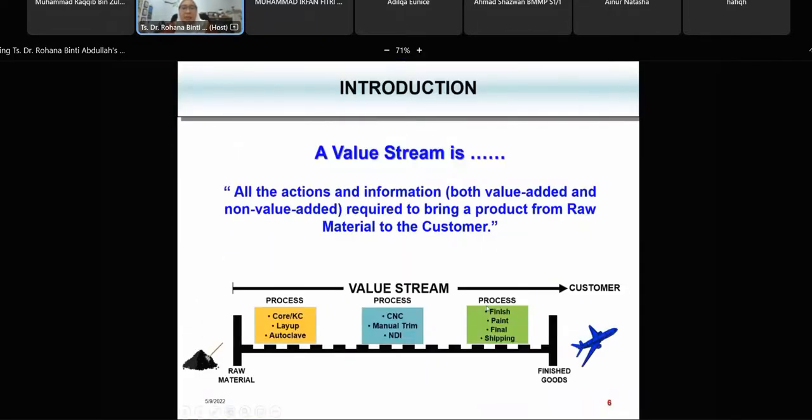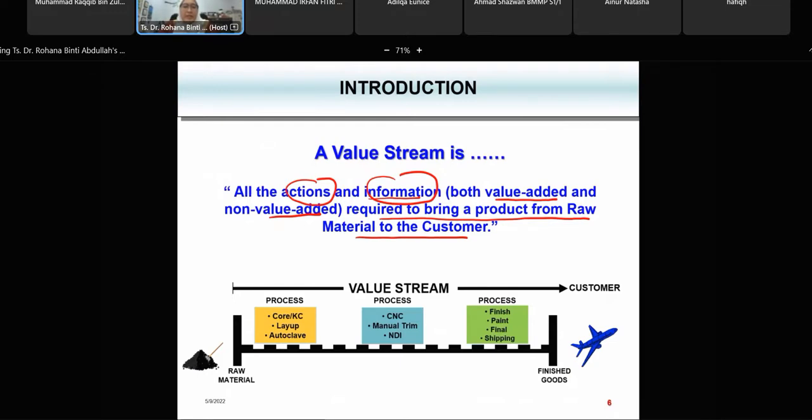Alright. What is a value stream? Value stream is all the actions and information, both value added and non-value added, required to bring a product from raw material to the customer. That means all the activities and all the information, including value added and non-value added, everything that is required to produce a product. Beginning from raw material until we deliver to the customer, what activities are involved along that stream or along that process.